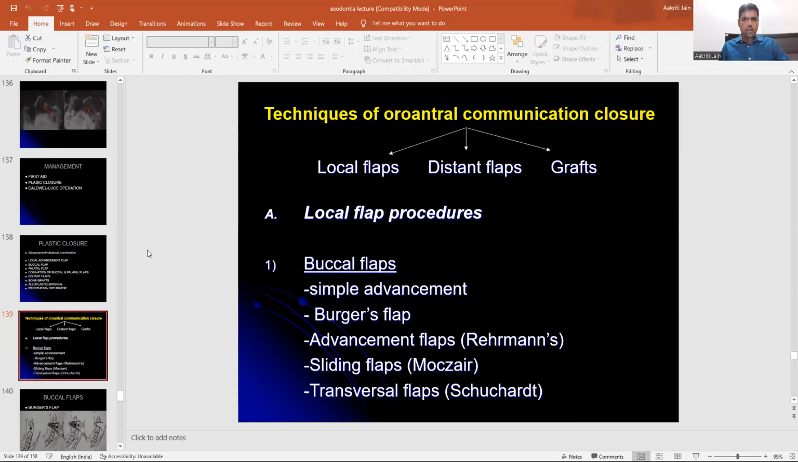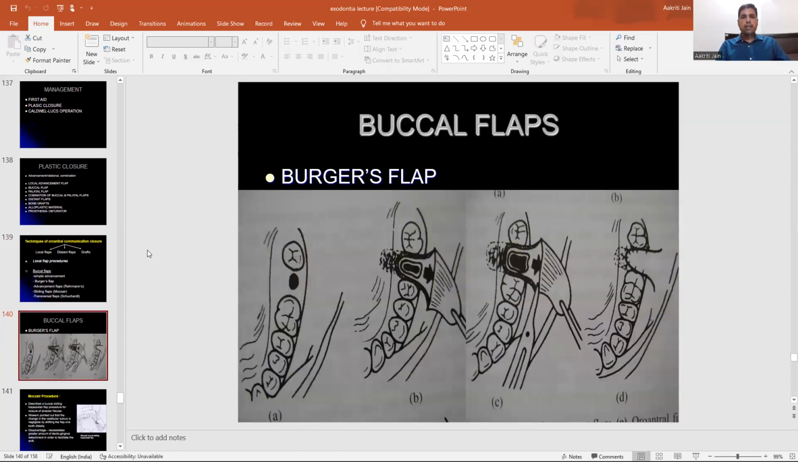Now, number one is local flaps, which is the buccal flap. This is the simple advancement flap, also known as Berger's flap. In this, the advancement flap can be Rehrmann's flap, the sliding flap is Moczar's, and the transversal flap is Schuchardt's. As you can see in the picture, this is the oroantral communication. You have given the releasing incision on the buccal side. The buccal full thickness flap is elevated, and the complete flap is taken to the other side of the palate, and the oroantral communication is closed.